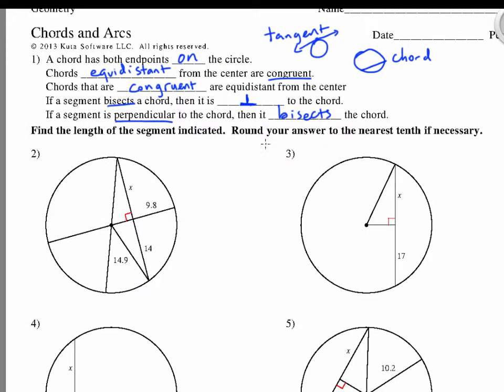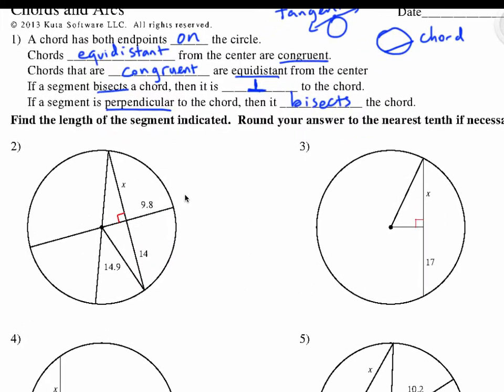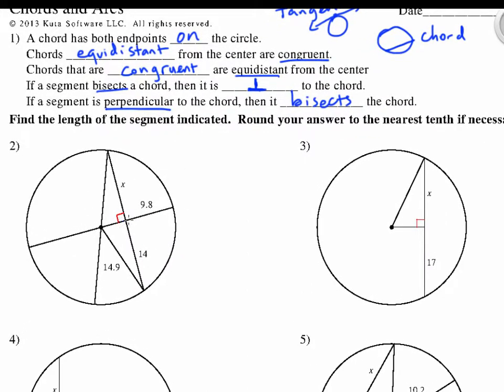So just two different things to keep in mind. If it bisects, then it's perpendicular. If it's perpendicular, then it bisects. If it's equidistant, then it's congruent. If it's congruent, then it's equidistant. A little bit confusing, but you'll get the hang of it soon. Let's take a look here and see what we have.